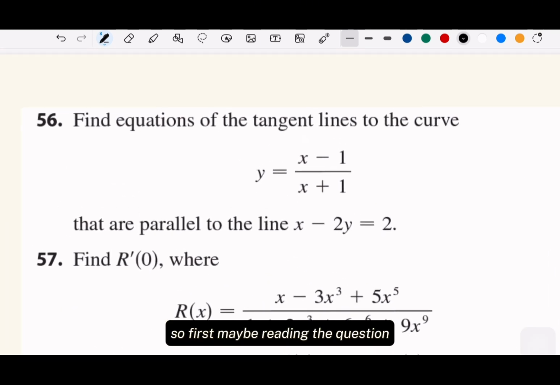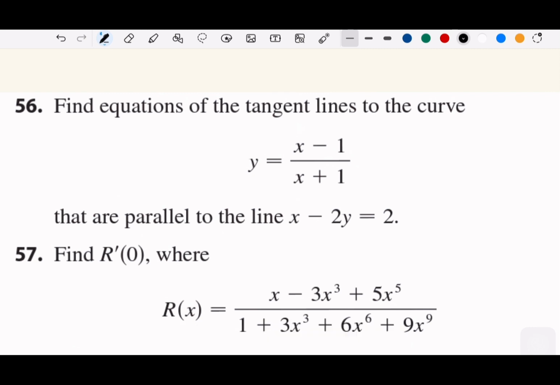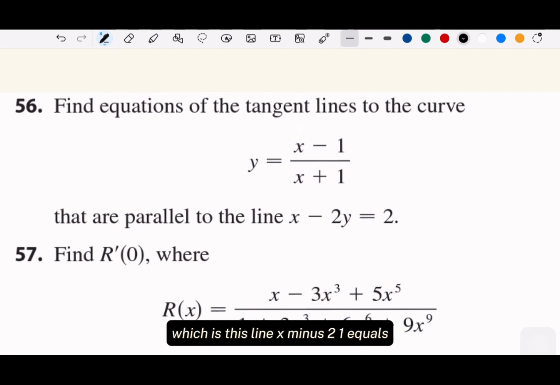So first, maybe read the question, whether we understand or not. So, okay, this is your curve. The same question: find the equation of the tangent line to the curve. But now it doesn't give you any points. But it gives you another line, which is this line, X minus 2y equal to.